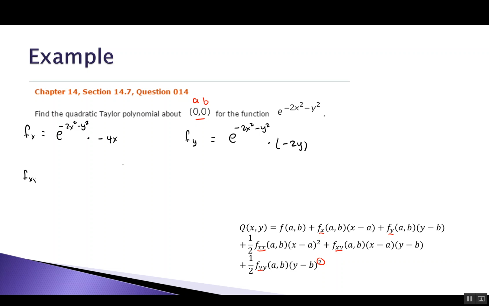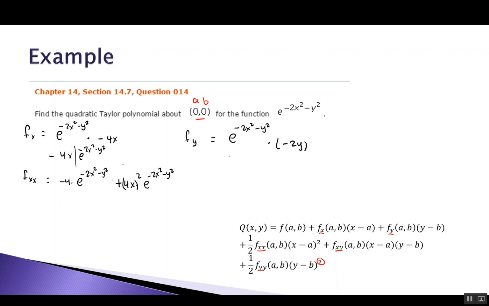My fxx is going to be, I need a product rule. Let me rewrite my fx, minus 4x e to the minus 2x squared minus y squared. So for my fxx, I'll use a product rule: negative 4 times e to the minus 2x squared minus y squared, plus a minus 4x times e to the minus 2x squared minus y squared times the derivative of that exponent, which will be a negative 4x. So that'll make that, and I'll just put a square there.